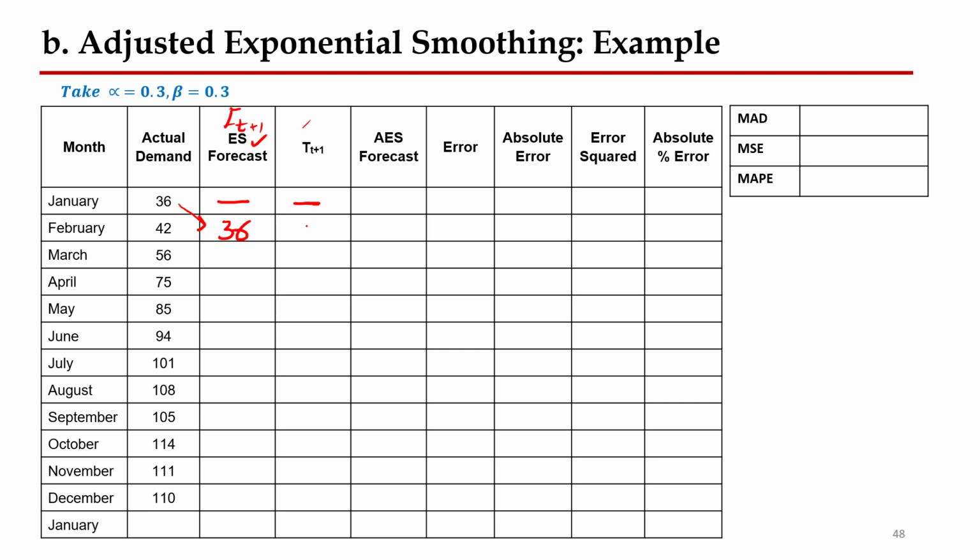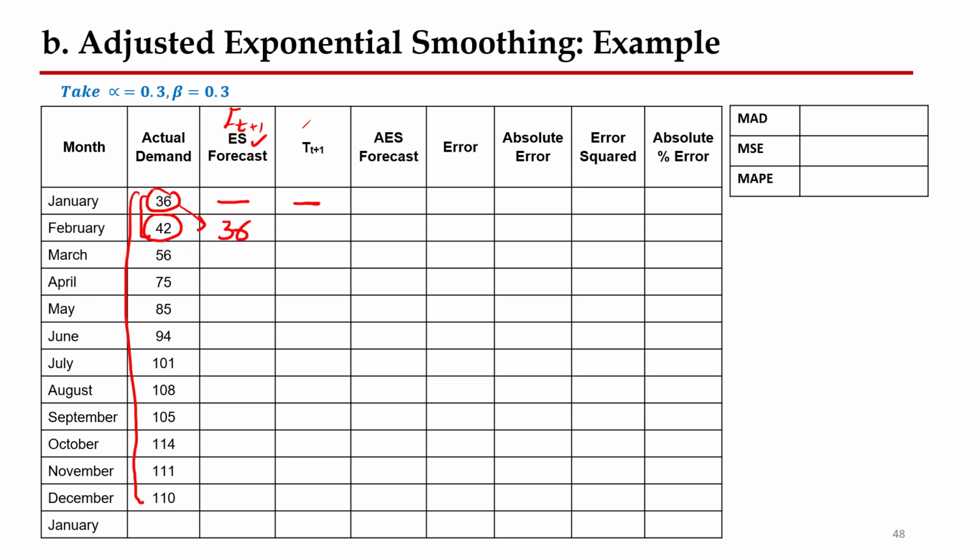So one way we can do it is to simply use these two months and calculate the trend value as the second value minus the first value. So 42 minus 36 is going to be 6. But you can also set this initial value by taking the average of these. That is also fine, people do use that.